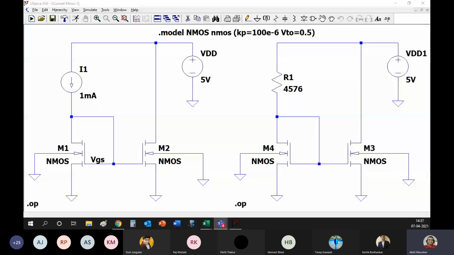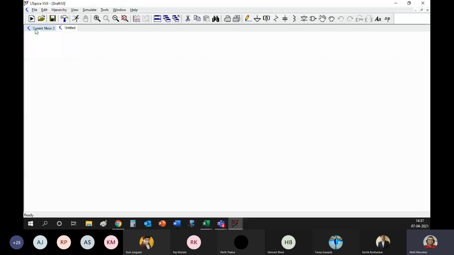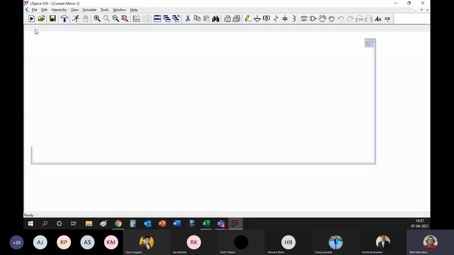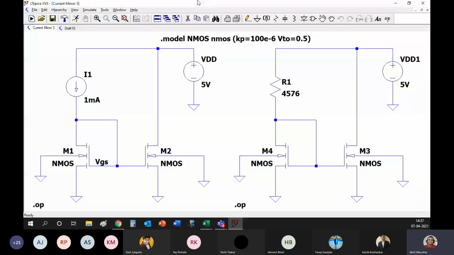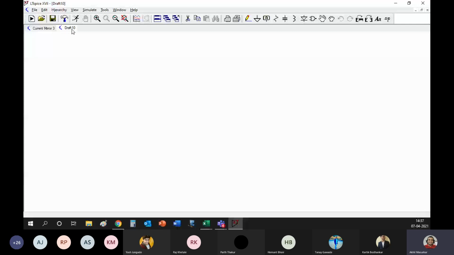Now what we will do is open a new file. Say new schematic, and then go to your current mirror and copy the first circuit. Use the copy option and let us copy the first circuit. Even if you pick up the .op, it's fine. So we'll copy, go to the circuit here and just paste it.